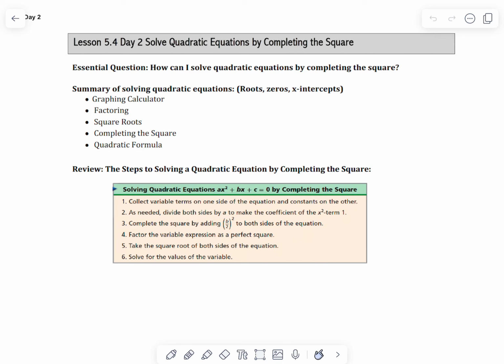We could use a graphing calculator and find the x-intercepts. We could factor and use the zero product property. We can solve by square roots. We can complete the square, or coming in the future is to use the quadratic formula. So in this box here, it reviews the steps to completing the square. So you can go ahead and pause if you'd like to. I'm going to go ahead and just do a review problem.